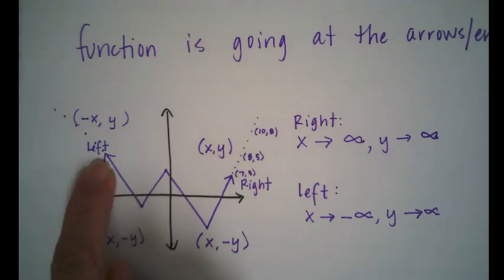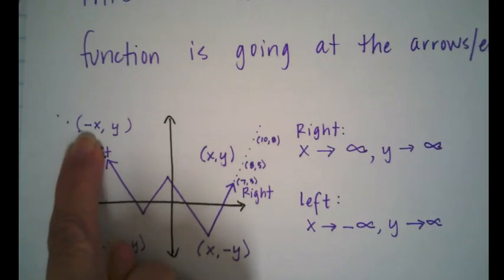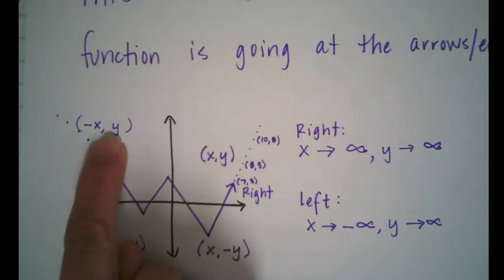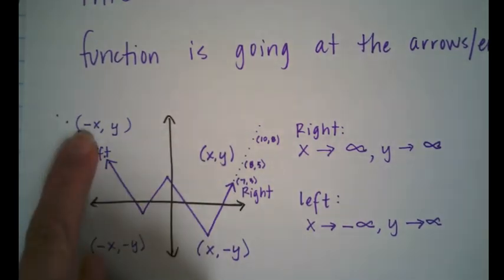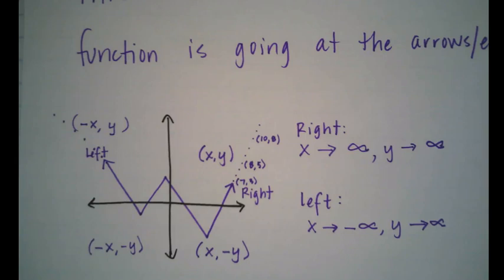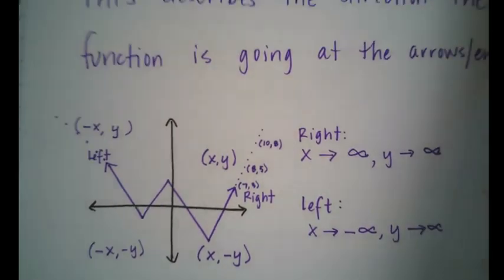But if our arrow was in this quadrant, the x is going to get more and more negative, and the y is going to get more and more positive. And that's because the values in this quadrant are negative x and positives for the y. But again, we're going to look more at that in our next unit.